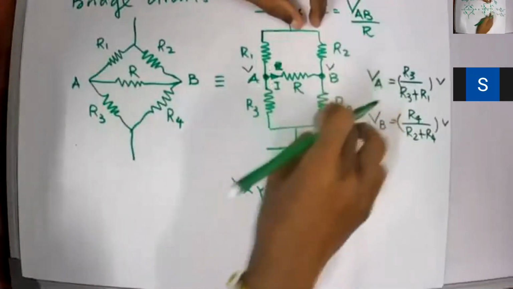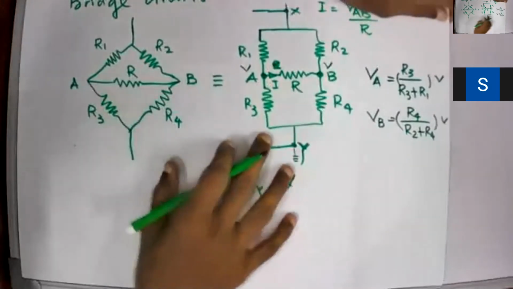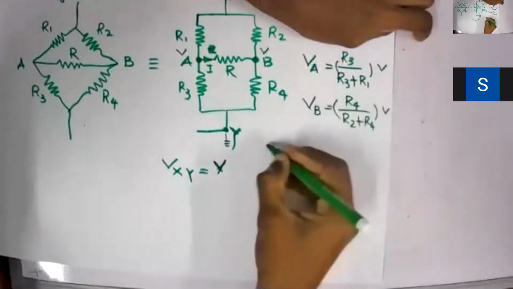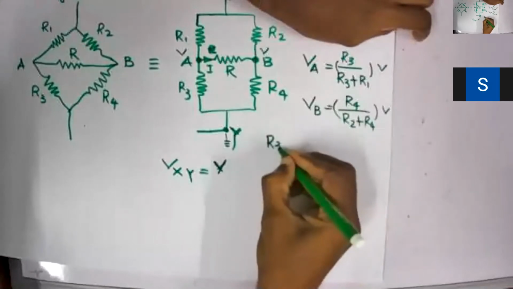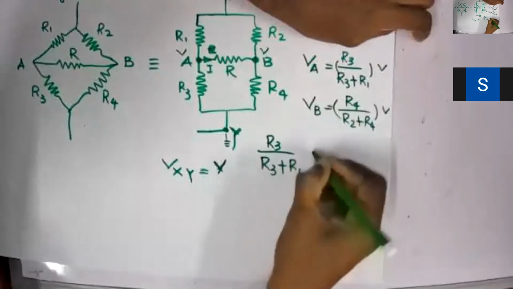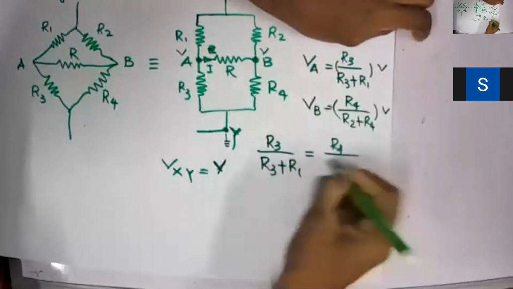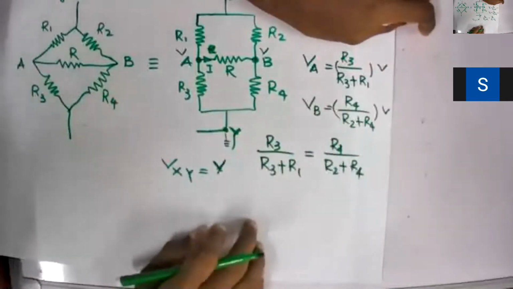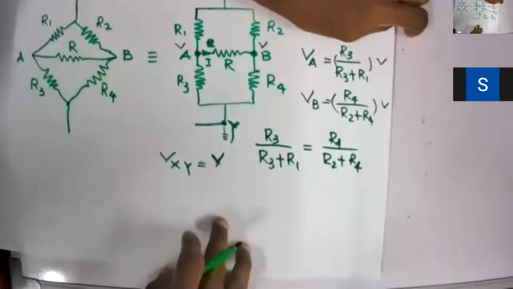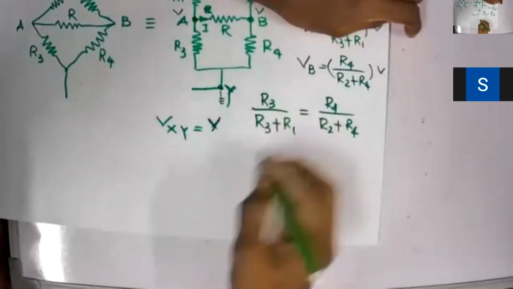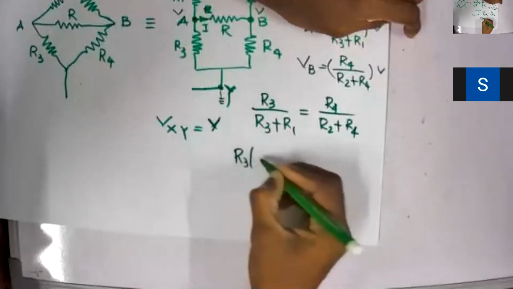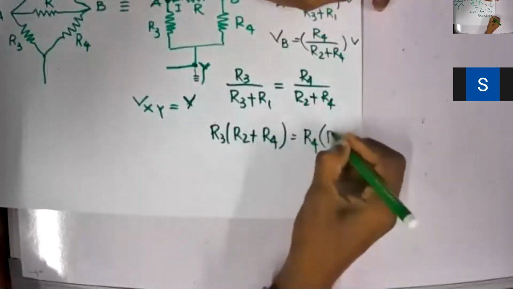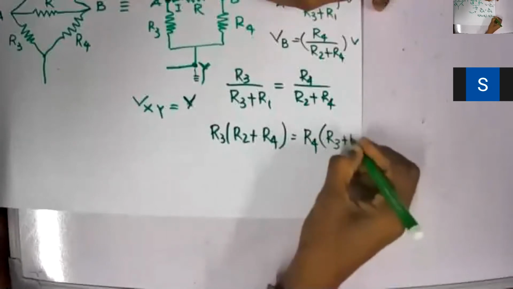If the circuit is balanced, which means these two are equal, I could say VA equals VB. So I could say R3 divided by R3 plus R1 equals R4 divided by R2 plus R4. Am I right? So V gets cancelled. Both sides you can simply remove V, and it should not be 0. We can rewrite this one. So now I can write it as R3 into R2 plus R4 equals R4 into R3 plus R1.